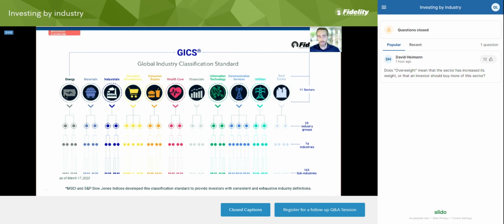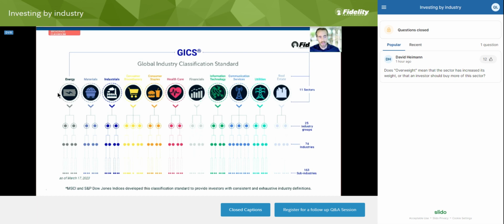I think the most recent large change to this classification standard happened about, I want to say, 6 or 7 years ago, when one of these sectors was created. This was when the real estate sector actually broke from the financial sector.